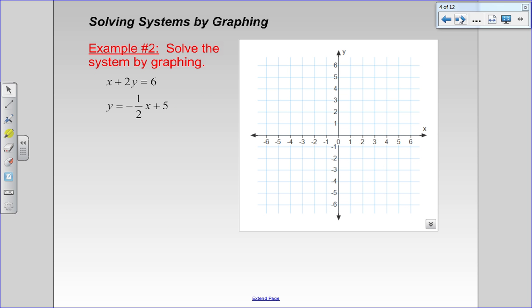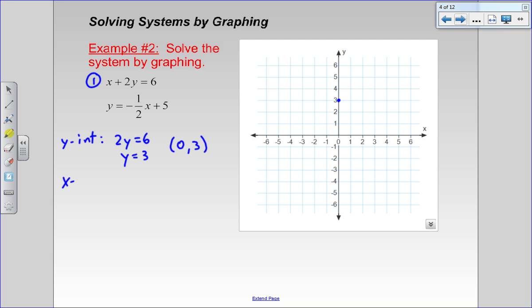Let's look at a second example. In this case, our first equation is x plus 2y equals 6. The y-intercept of this equation would occur when x equals 0. So we would have 2y equals 6 or y equals 3. So the point 0, 3 is our y-intercept.